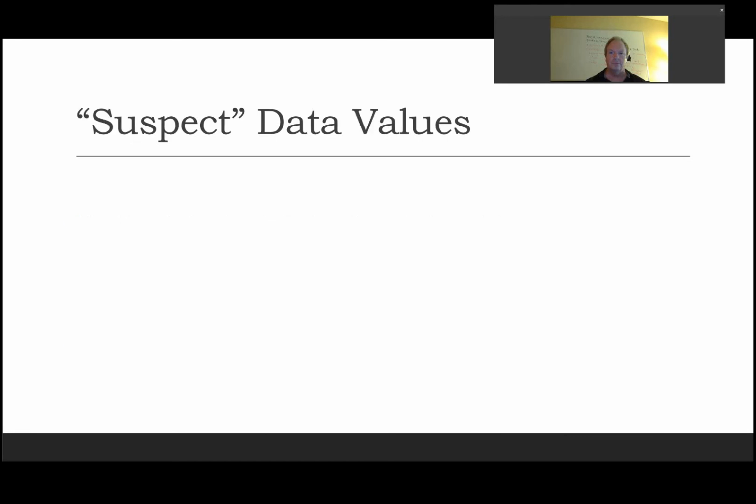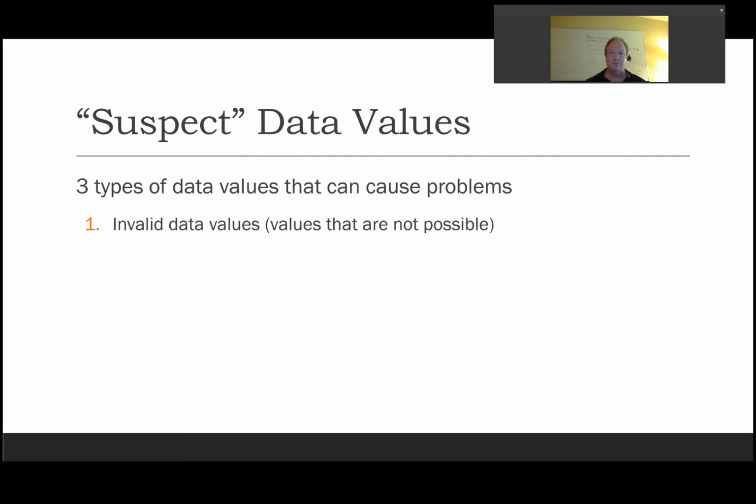So what can make a data value bad? Well, there are 3 types of data values that can cause us problems when we're doing EDA. The first is what's called invalid data values. So these are values that are not possible. They're obvious errors. The next is outliers. These are values that in principle could occur, but they're unlikely.